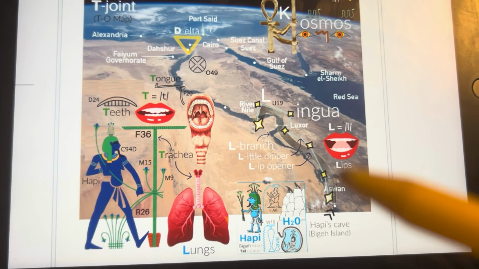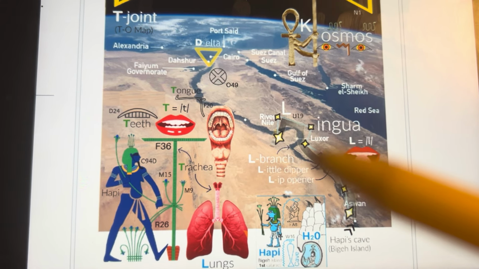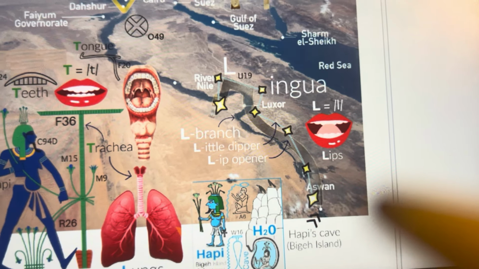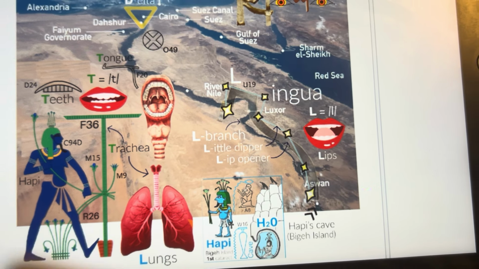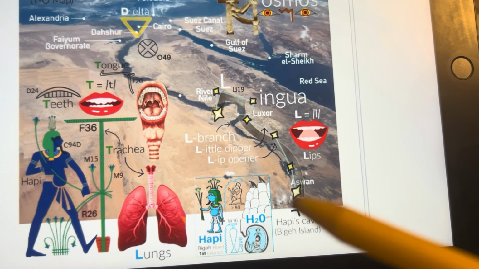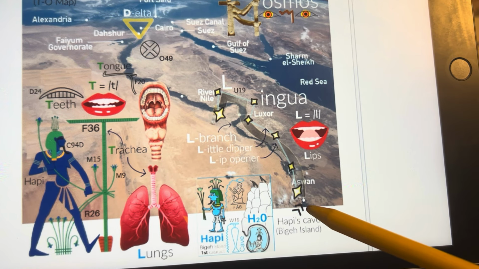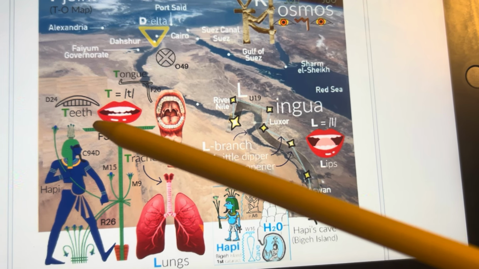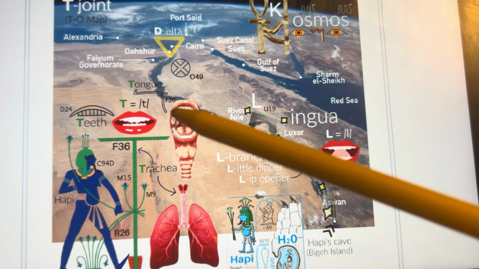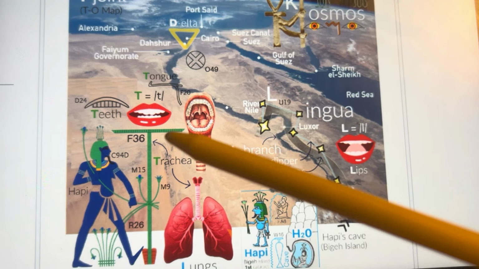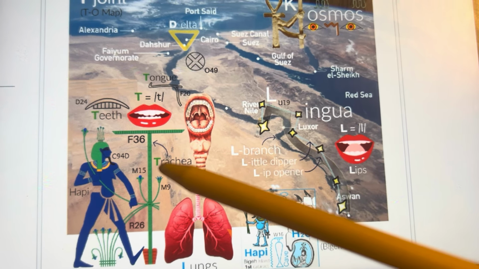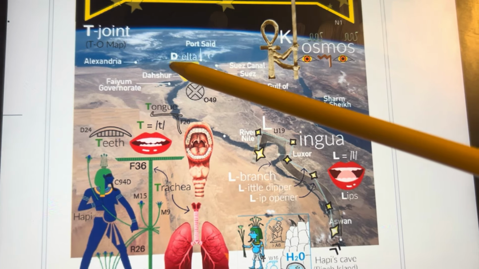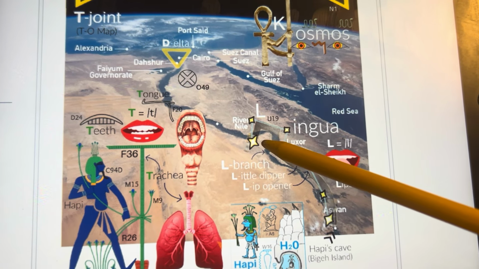And at the start of the trachea, we have an L-shaped letter, the L branch of the Nile, which matches to the lip opening tool. So we have a pair of lungs over here, which matches to letter L. We have a T-shaped trachea, which matches to words such as teeth, tongue, trachea, tonsils, which corresponds to this water system here, which is T-shaped.